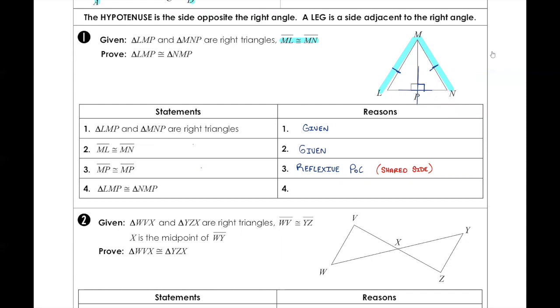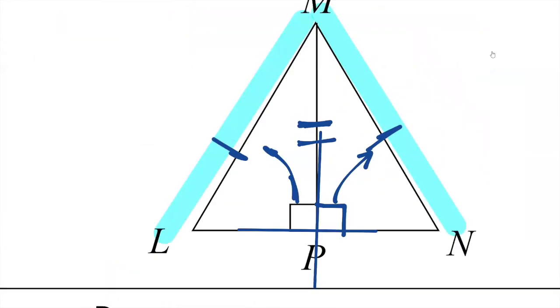So let's look. We've got opposite the 90 is our hypotenuse. And then the shared side was in the middle. So you said side angle side. Could it be side angle side? No. How come? The angle isn't in the middle. The angle's not included.